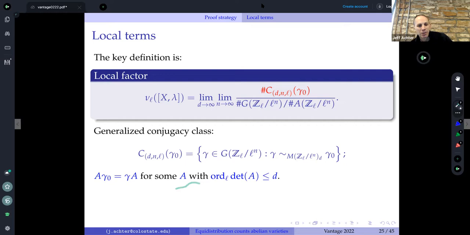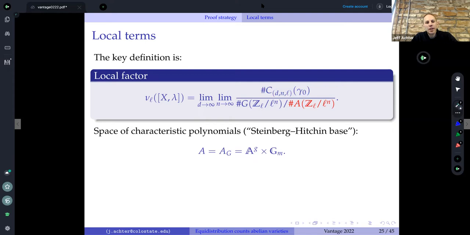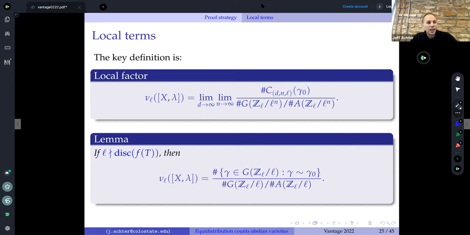And then what happens down here is, so this is kind of what you would expect. And this is what the professionals call the Steinberg-Hitchin base, but since I'm not one, I just think of it as the space of characteristic polynomials. And the first thing you prove is that for all but finitely many l, what this is, it's the number of things in G of Z mod l which are conjugate to mine divided by the average among different characteristic polynomials.